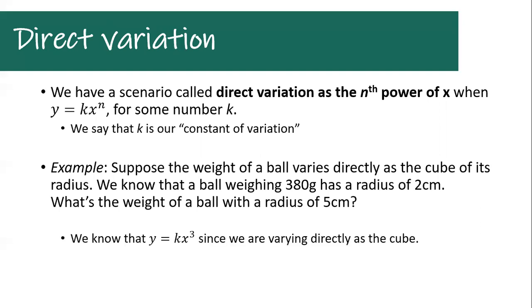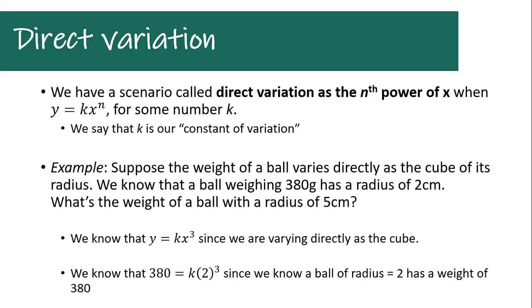We know just from the information that y equals k times x cubed, since we're varying directly as the cube. It tells us that in the original problem. We also know that y is 380 when x is 2. So we can plug that in and get 380 equals k times 2 to the third, because we know that information given. Now we're ready to solve for k.